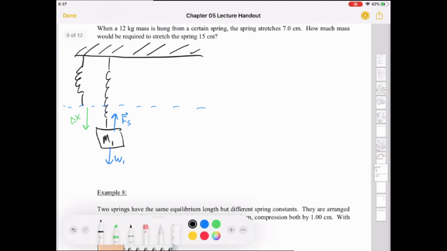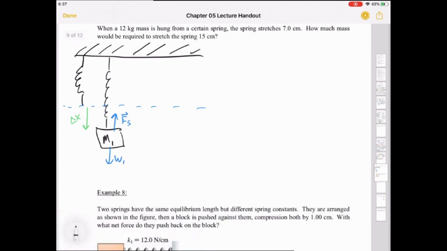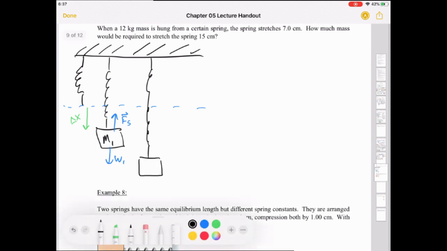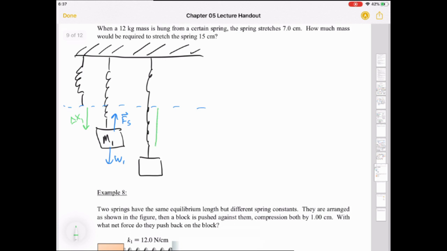All right, and the question is, if I put this under another mass, in fact, the second mass we don't know, but we know the second distance is 15 centimeters. So if it is stretched further, call this delta x1. This could be delta x2. And I guess this would be spring force 1 and spring force 2. The question is, what is M2 that causes spring force 2?